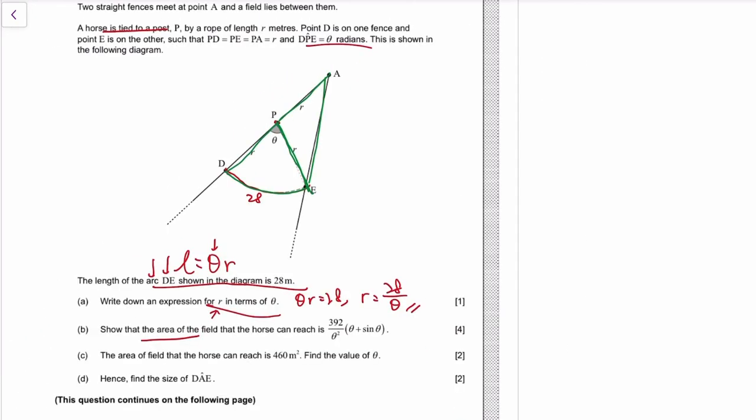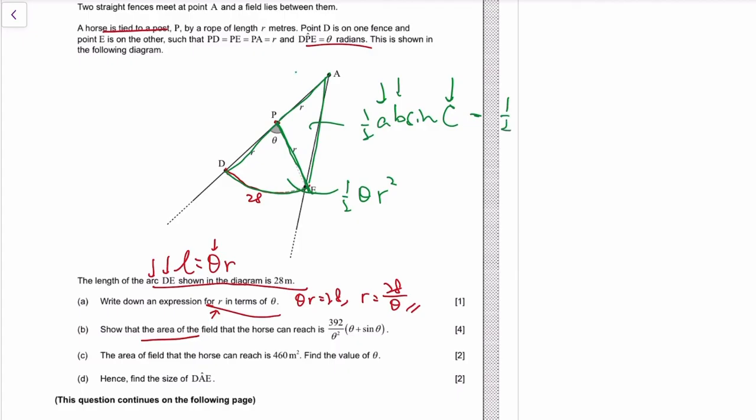Okay, so the sector, we have a similar formula. It's half r squared theta. Again, this only works for radians. For the triangle, we use half ab sine C, where a, b are two lengths, and C is the angle between the two lengths.